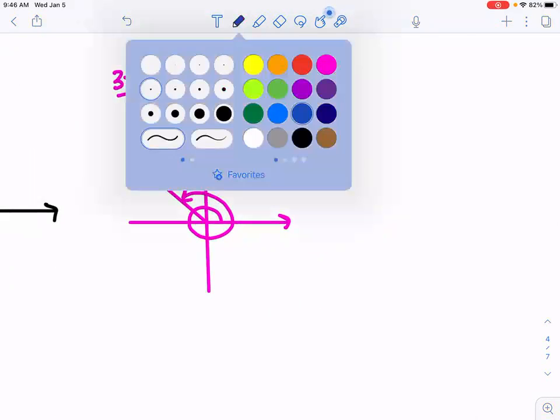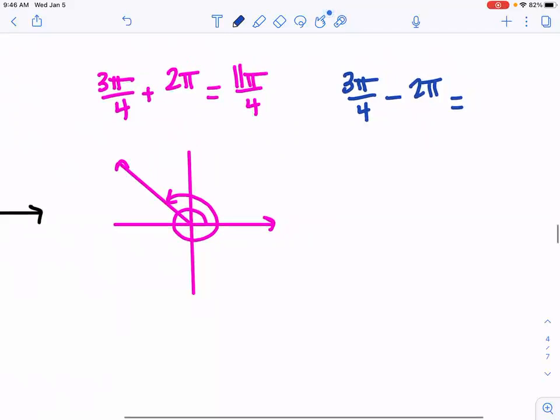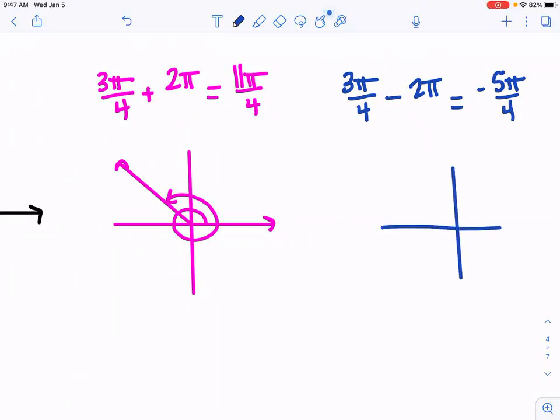Now let's say we want to go the other way. If we take 3 pi over 4 and we go backwards one rotation, we would subtract 2 pi, aka 8 pi over 4. So we have negative 5 pi over 4.